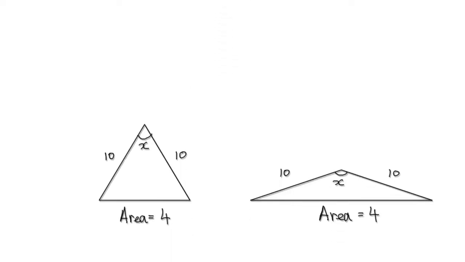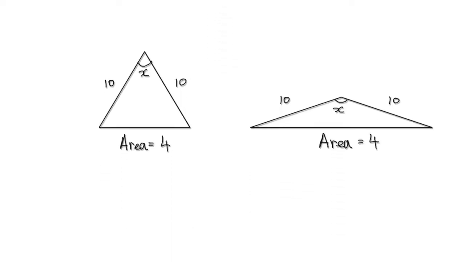Okay, let's give you guys some practice. So here I've got an isosceles triangle, meaning the two sides are of the same length. And I want you to find an angle here such that this whole area equals 4. And there are two solutions.